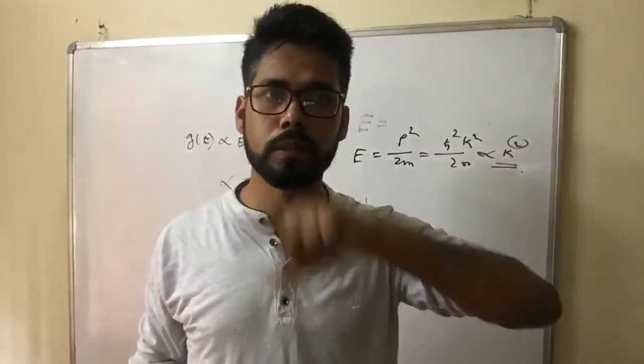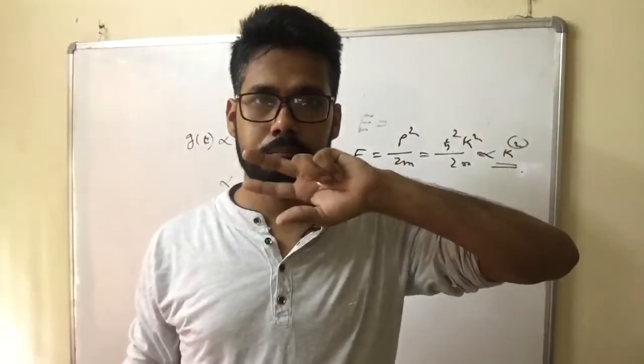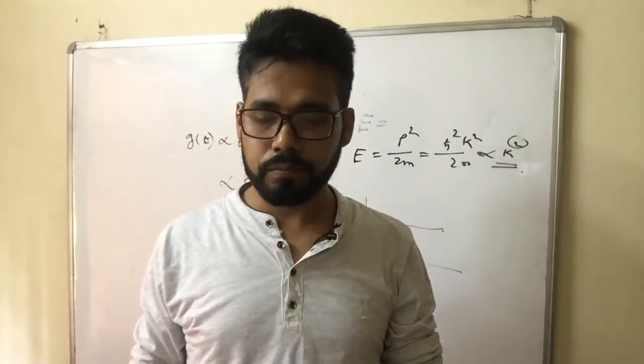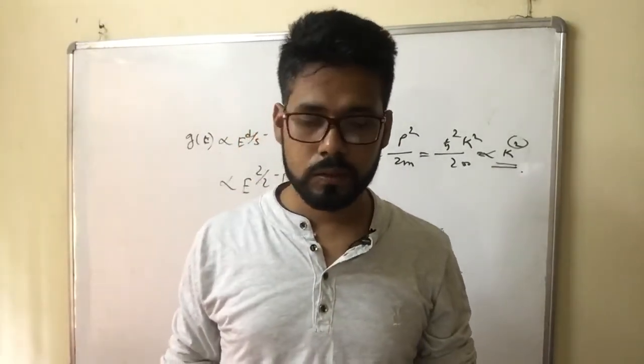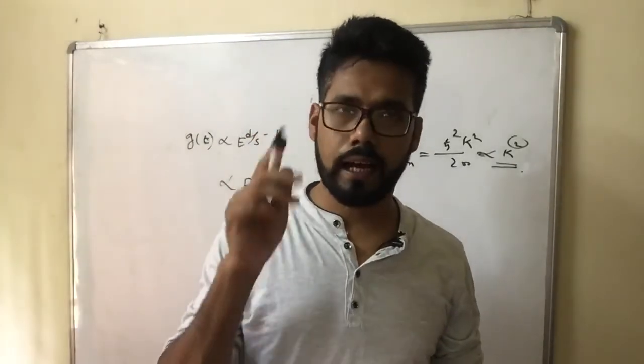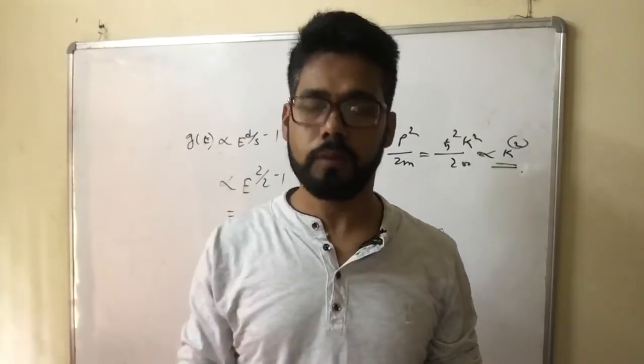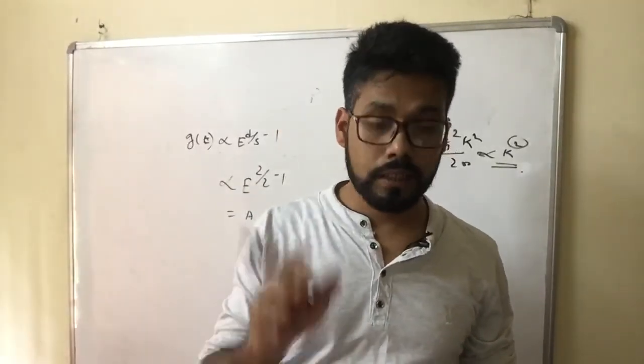Once the particle is moving on the surface, r is not there. Only theta and phi are there. So the degrees of freedom will be 2. So the total energy will be half nkT into 2, equal to nkT. And this question comes in a NET exam.